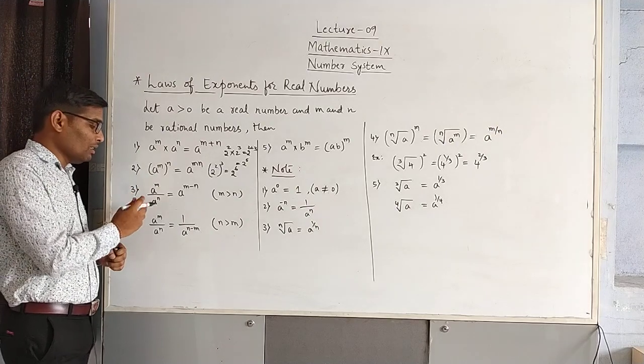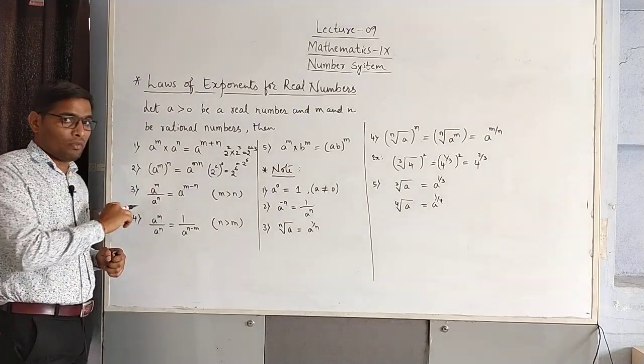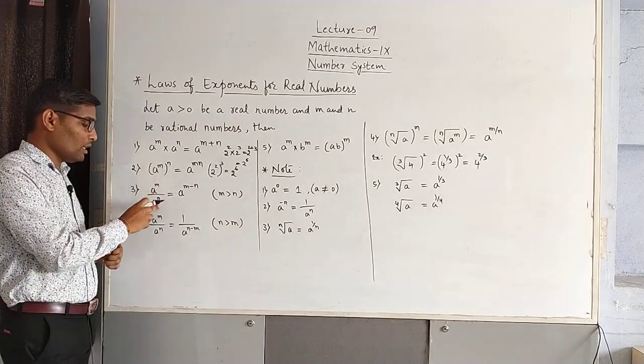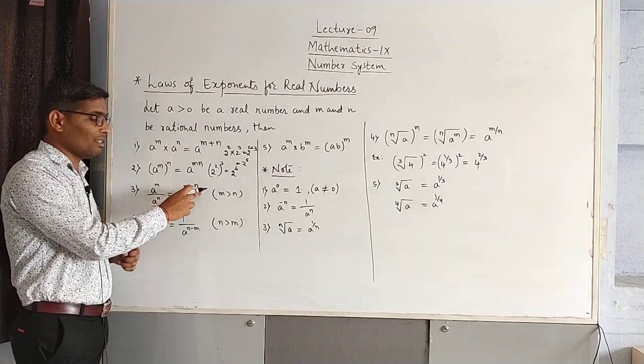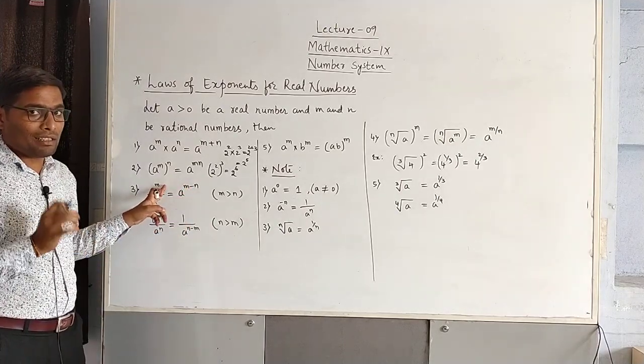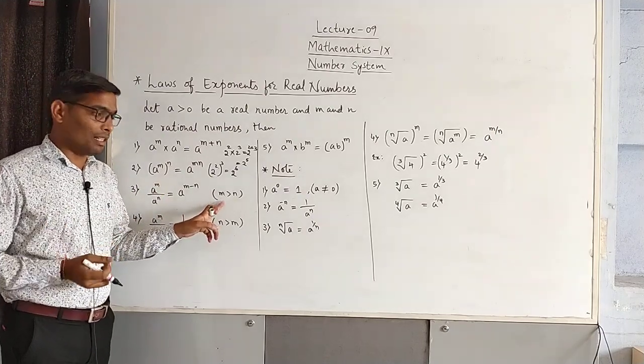Then moving to the third one, this is the division of powers. When the bases are the same and in the form of a division, we can subtract the powers, that is, a to the power m divided by a to the power n equals a to the power m minus n. It is possible when the power of the numerator is greater than the power of the denominator. This is the condition, that is, when m is greater than n.